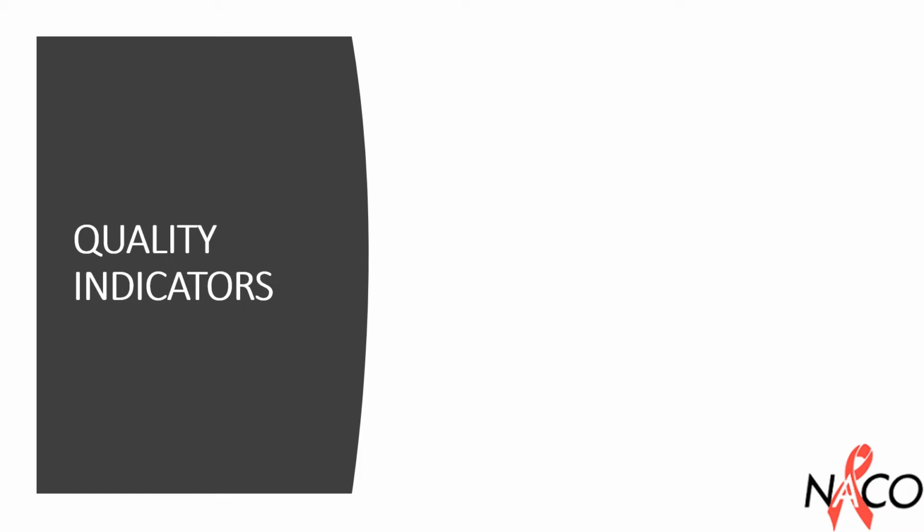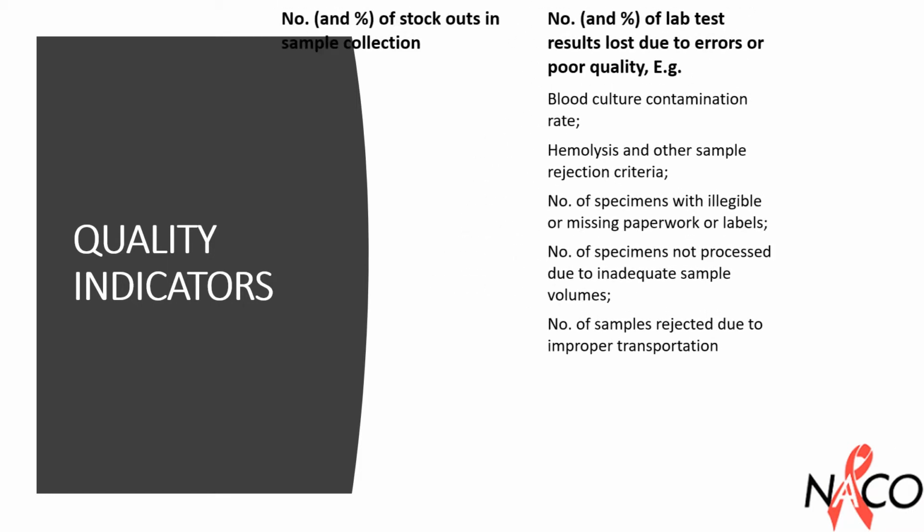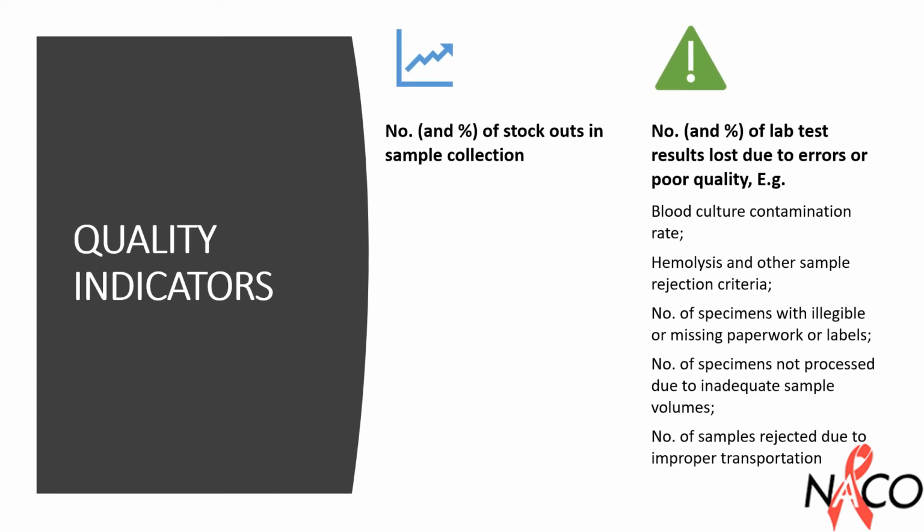Other quality indicators may also include number and percentage of stock-outs in sample collection, number and percentage of lab test results lost due to errors or poor quality, for example, contamination while collecting a blood culture specimen, hemolysis and other sample rejection criteria, number of specimens with illegible or missing paperwork or labels, number of specimens not processed due to inadequate sample volumes, and number of samples rejected due to improper transportation.